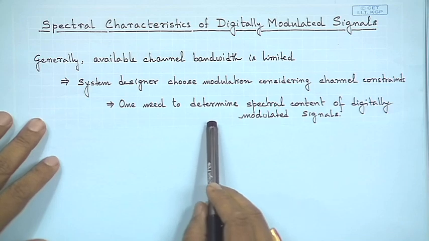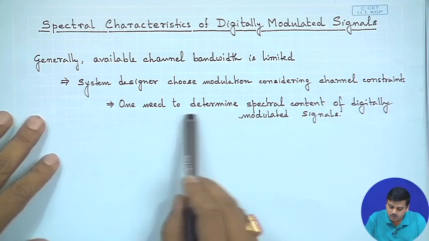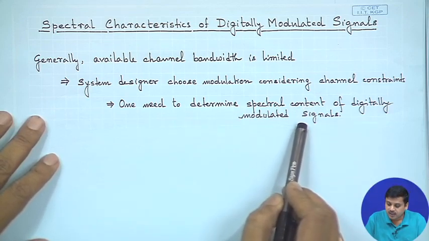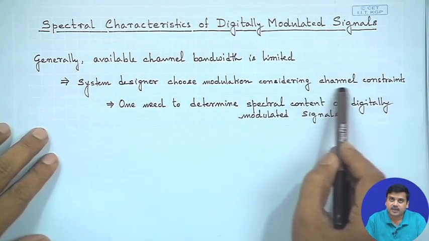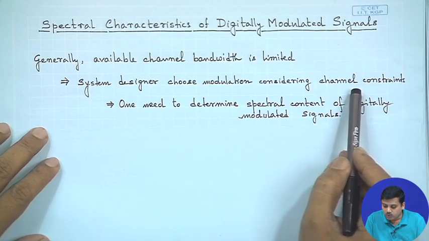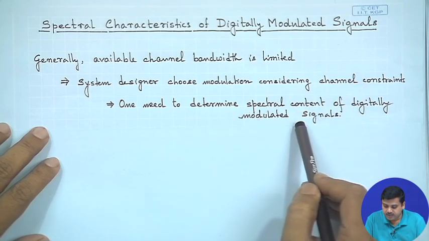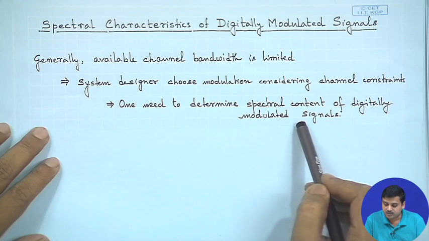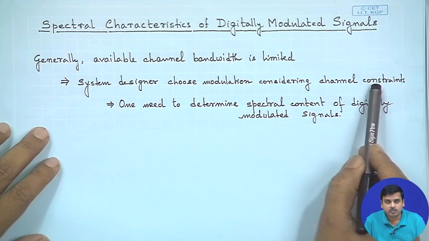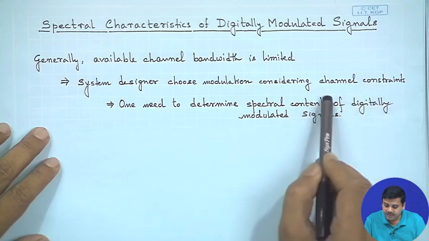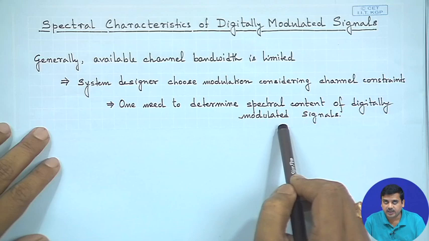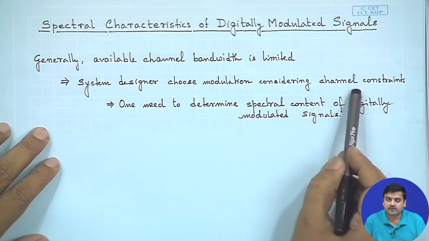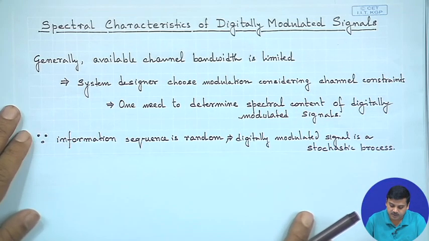So, one has to determine the spectral content of the digitally modulated signal, because once you know the spectral content of the modulated signal, then you would know whether this spectral content would satisfy the channel constraint. So, what we will do today is try to look at the spectral content of digitally modulated signals. About the channel we will not do much, because we will simply state that if we can calculate this, we will choose that modulation technique which would satisfy the constraint of the channel. So, of course, that can be taken with examples.